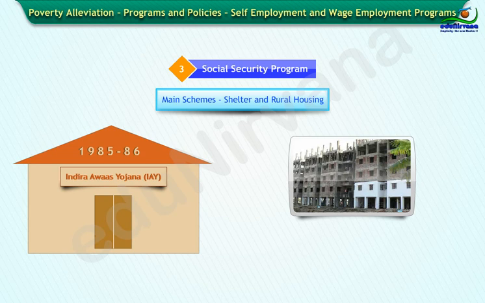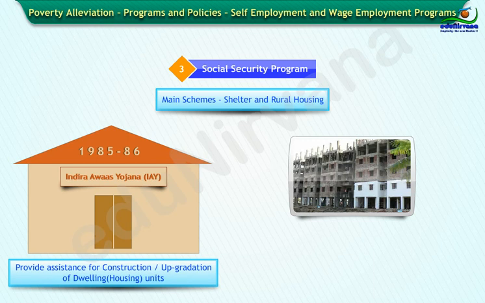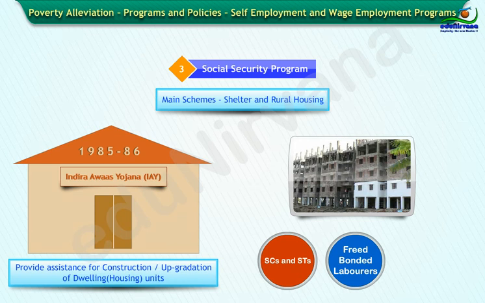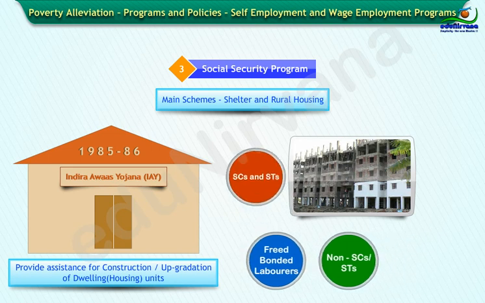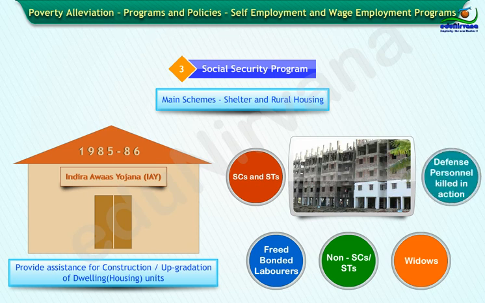IAY is in operation since 1985-1986 with the basic aim to provide assistance for construction or upgradation of a dwelling, that is housing units, to the scheduled castes and scheduled tribes and freed bonded laborers and non-SCs or STs living below poverty line in rural areas. From 1995-96, the IAY benefits have been extended to the widows or next of kin of defense personnel killed in action.